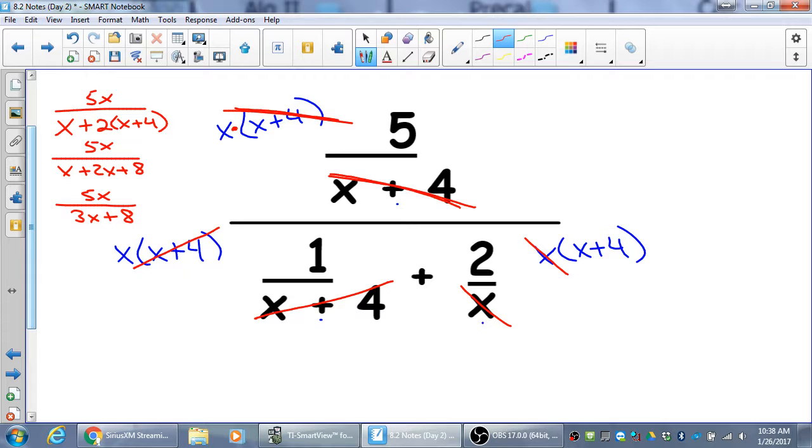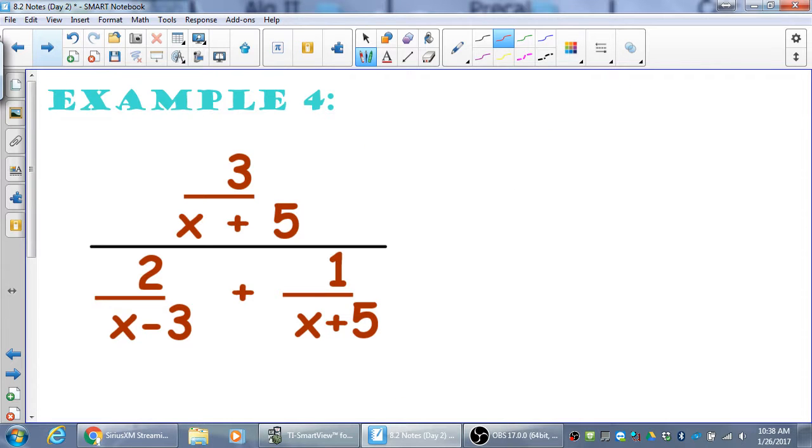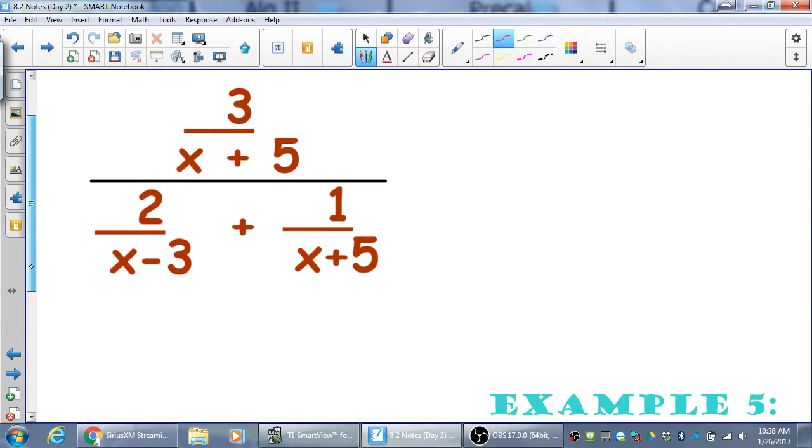Questions on this one? Got to find that common little denominator. Nothing down there. Next, everything else. One more.